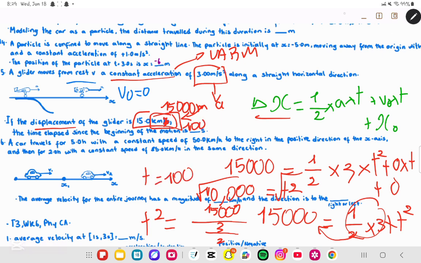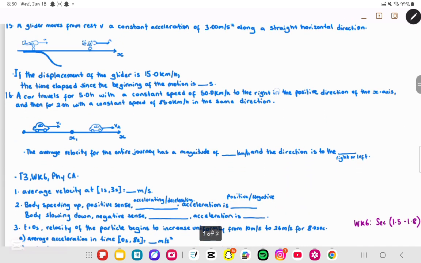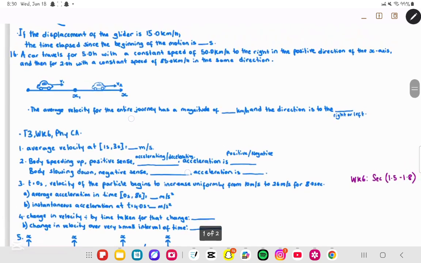So again, we used what? We used the displacement is equal to 1/2 times acceleration times time squared plus velocity initial times time plus x initial. We substituted all the values given. Of course, this is not kilometers per hour. It's supposed to be kilometers, let's say. And then you will find the time elapsed since the beginning of the motion. We'll move on to question number 16.